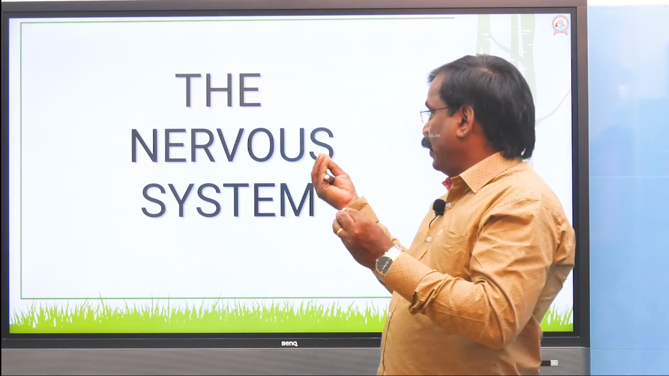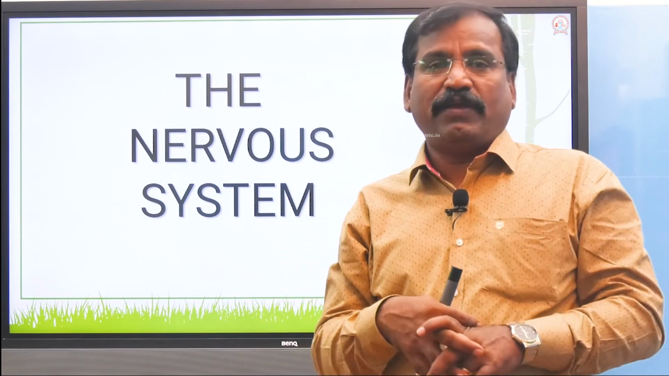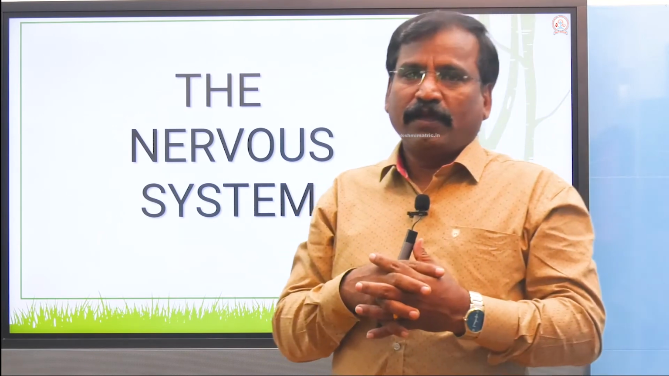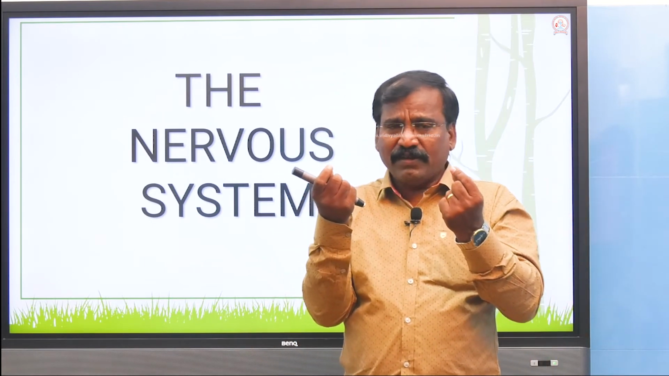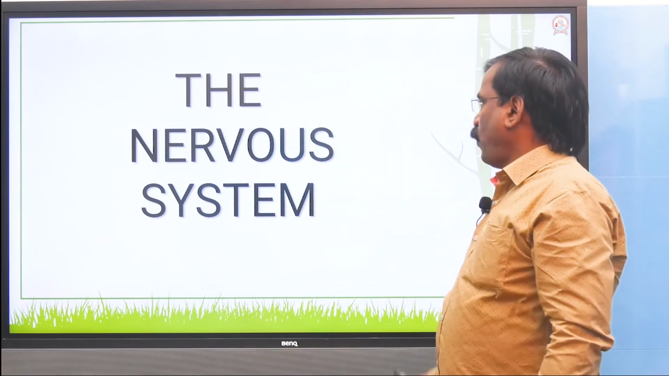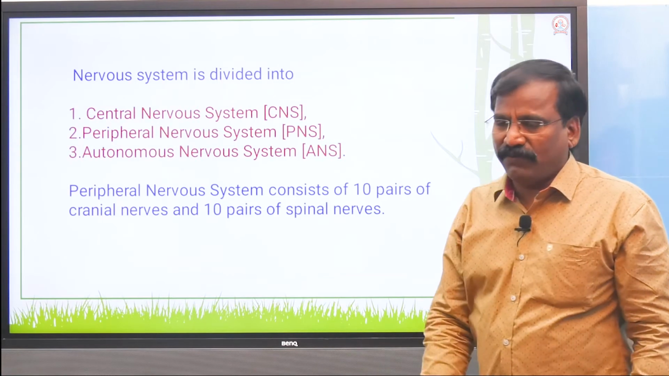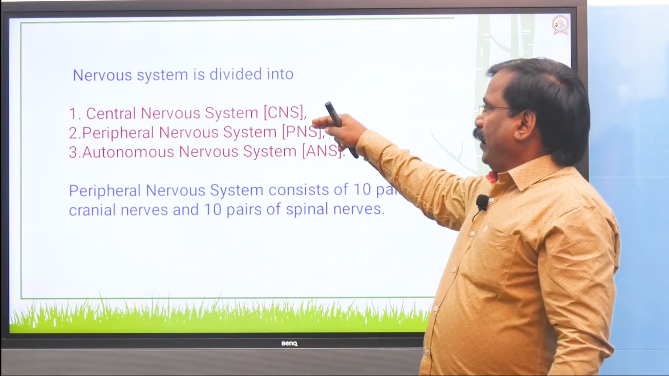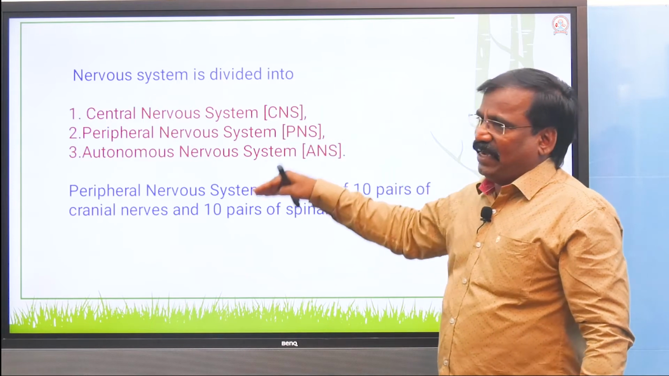So that is how the nervous system controls and coordinates the various activities of the body. Controlனா switch on switch off, control. Coordination means equilibrium, right? That equilibrium or balancing is performed by the nervous system. Here the nervous system is divided into three. What are they? CNS, PNS, ANS.